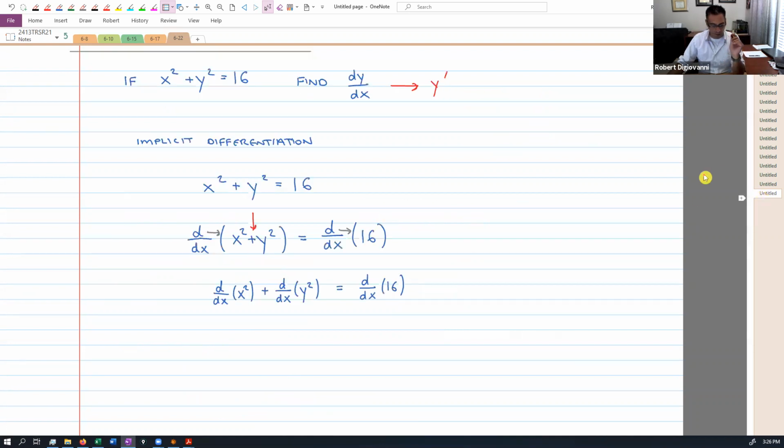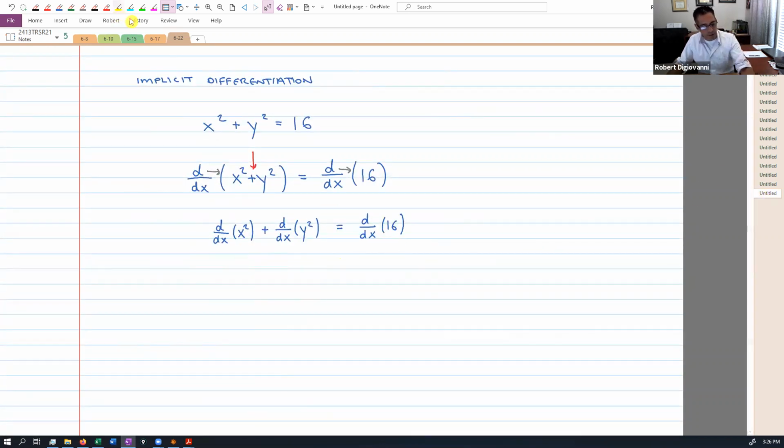Let me illustrate. Okay, we're ready to take the derivative of x squared. So x squared is something squared. What's the derivative of something squared? 2 times that something to the first power, right? That's what the derivative of that is.